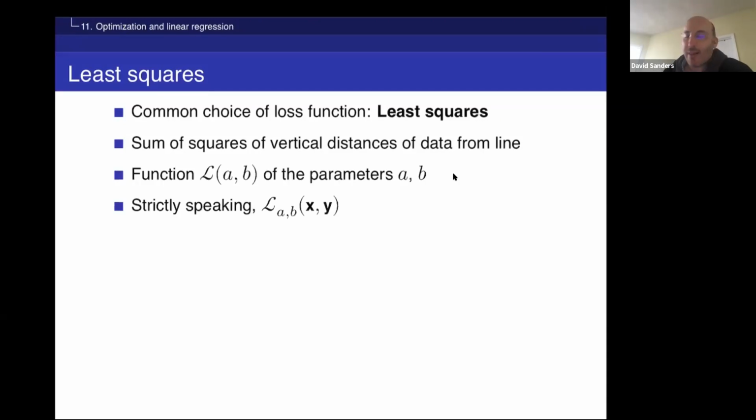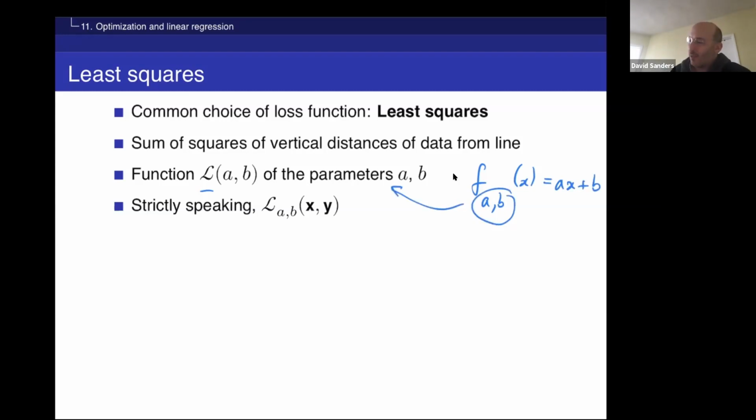So let's write that in maths. We want a function, which is this curly L of A and B. A and B are the parameters in my straight line, right? So I have my function f_AB of x is ax plus b. These are parameters.